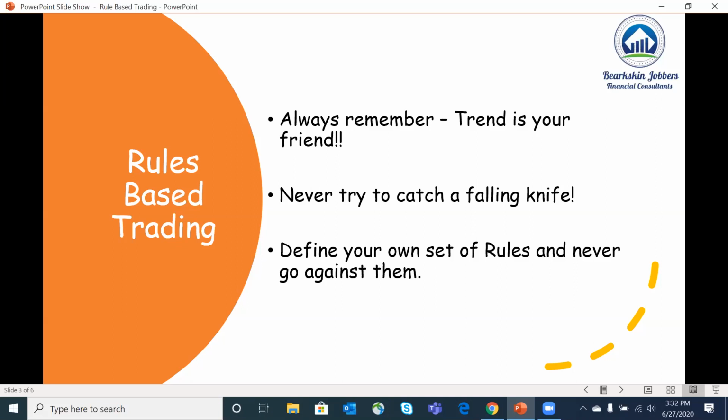The next, always remember, trend is your friend. Never go against a trend. If it is a rising trend, then don't short the market. Don't sell when it is rising and then hope to buy it at a lower price. It will not work. So never go against the trend. If it's a rising trend, you need to enter into a long position rather than a short position. Long position means you need to make a buy. You don't need to make a sell and then hope to buy it at a lower price.